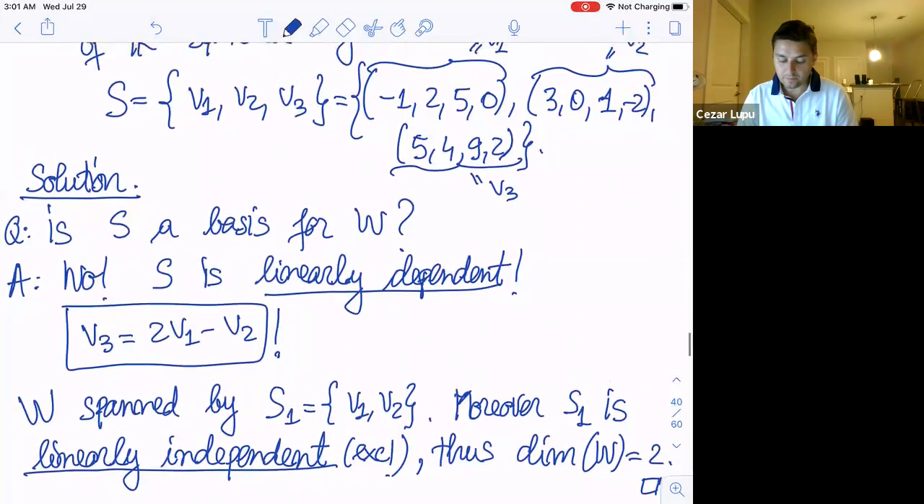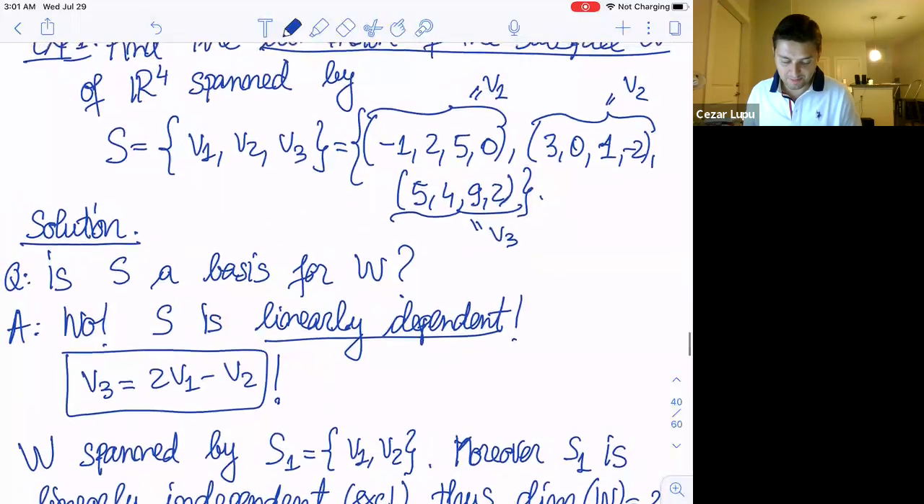Also, W is spanned by this set S1, which consists of the first two vectors. And I'll leave it to you as an exercise to see that these first two vectors are linearly independent. In other words, S1 is linearly independent. So therefore, the dimension of W will be 2.